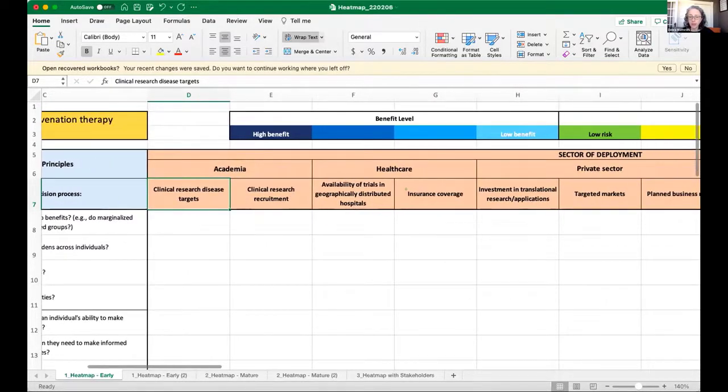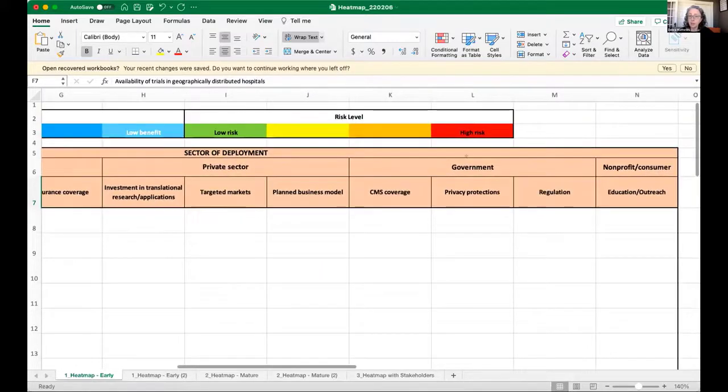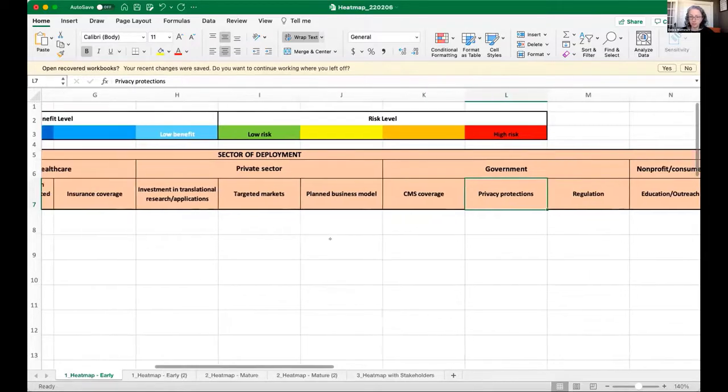In the context of healthcare, maybe early in the development, insurance coverage isn't as big of a deal as it will be in later development, but the availability of clinical trial sites and how geographically distributed that is would be relevant. Government, privacy: what are the privacy protections of the data related to this?